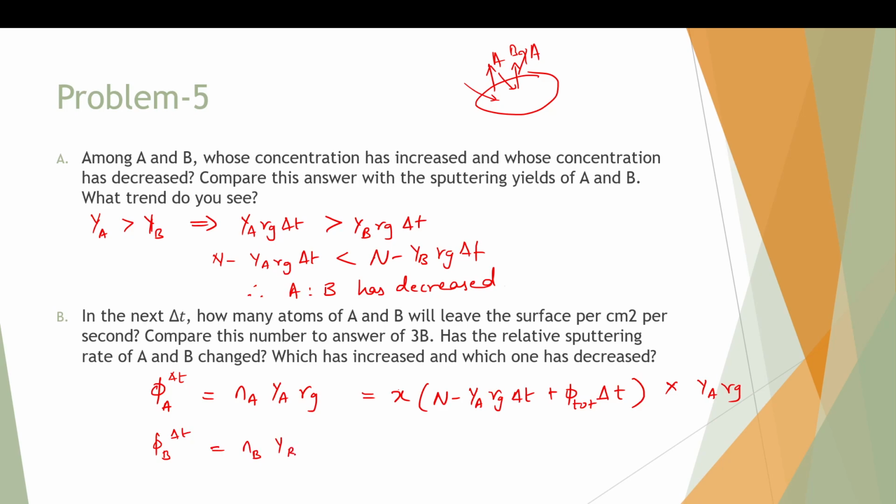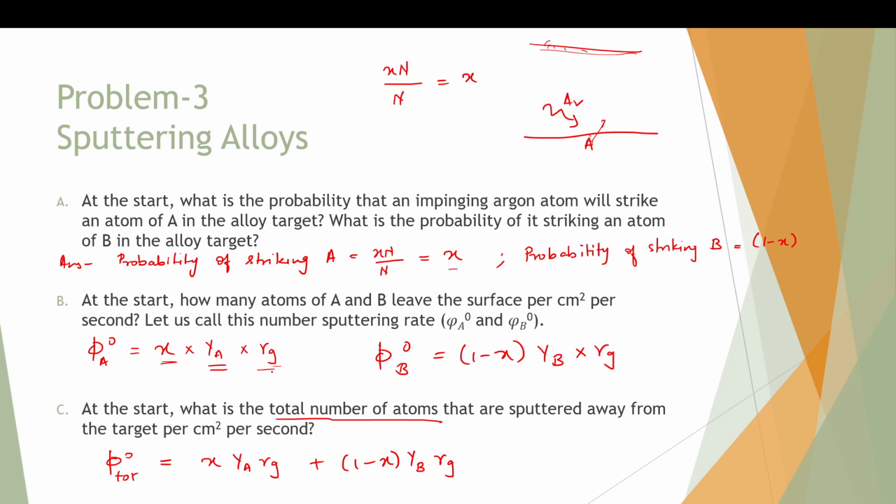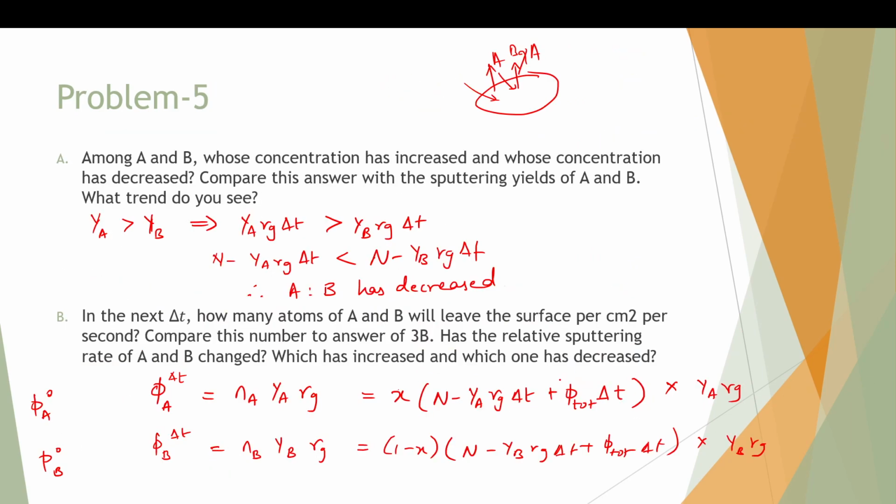It will be NB YB RG delta T, that is nothing but (1 minus x) times (n minus YB RG delta T) plus phi total delta T into YB RG. So this is the new phi A and phi B, and we have to compare this to phi A naught and phi B naught. What were phi A naught and phi B naught? Phi A naught was just x YA RG, phi B naught was just (1 minus x) YB RG. So this is the extra term that is coming up.